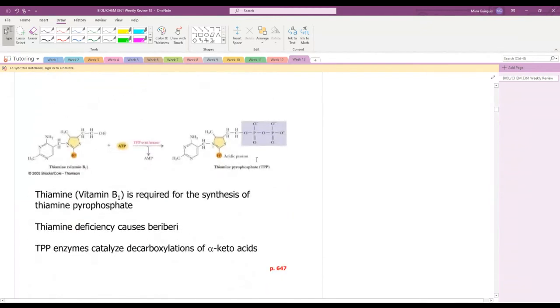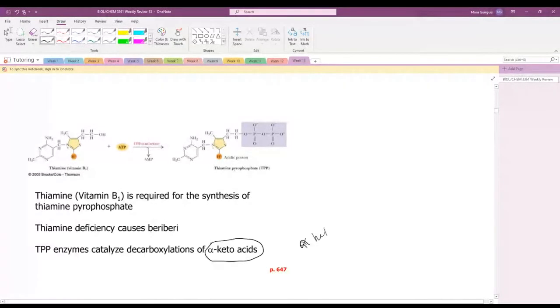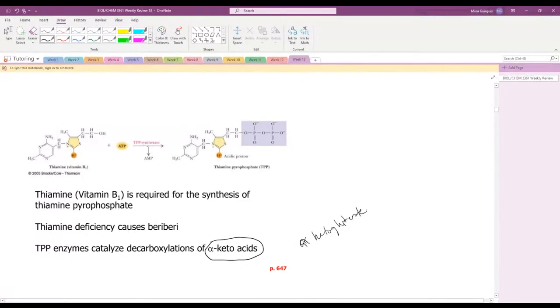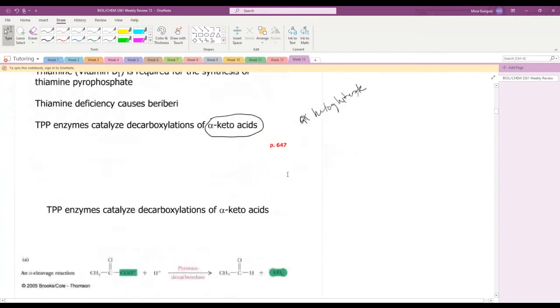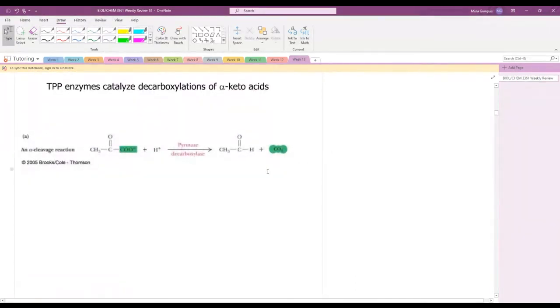All right, so thiamine pyrophosphate. We don't really talk about this much, so what's the point of it? TPP enzymes catalyze the decarboxylations of alpha keto acids, like alpha ketoglutarate. But remember, this is not just a glucose-dependent process. We can have things like fatty acids joining at the level of acetyl-CoA. Thiamine pyrophosphate can help with that, and that's vitamin B1, by the way.